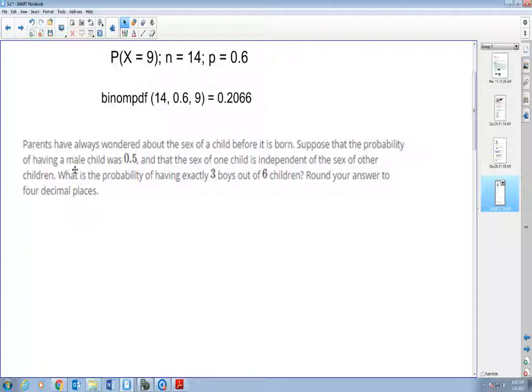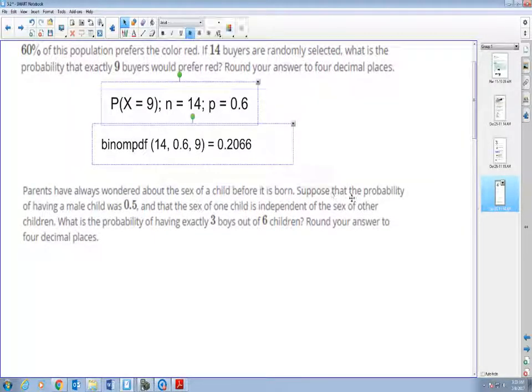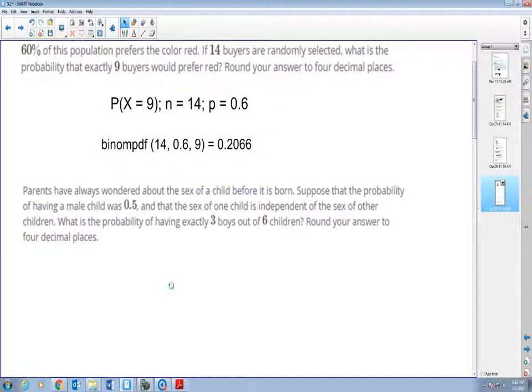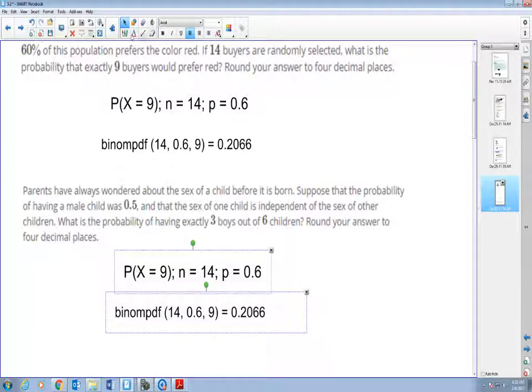Alright, so I can either have male or I can have female. So that's probability of success and failure right there. It wants me to find exactly 3 boys. A lot of people are already thinking that the answer is a half, but it is not. Exactly 3 boys. Independent trials, it's got to be 6 children. I want exactly 3 of them to be boys. Probability of having a boy is 0.5.